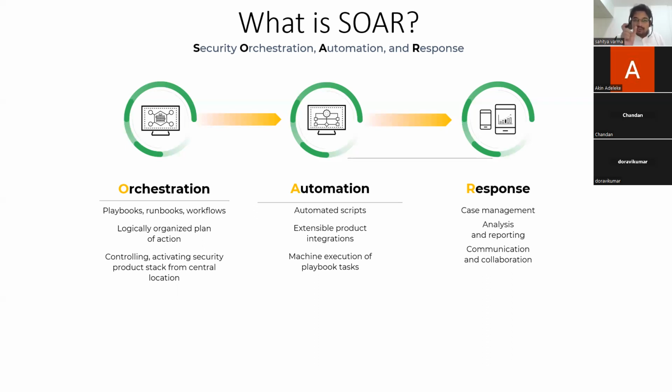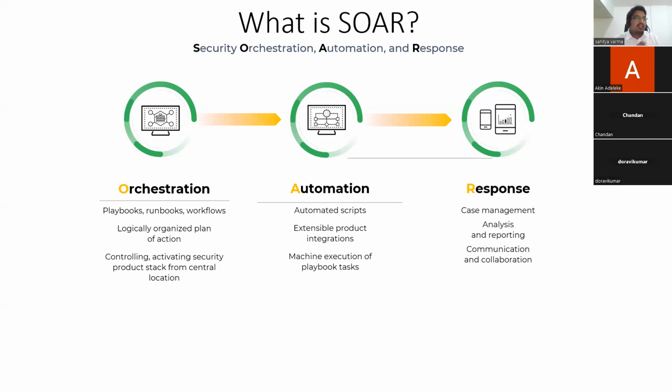We need to run one script, or send one API request, to send that hash value to VirusTotal and fetch whatever the risk score of it is. So automated scripts, whenever these automation steps are there, we call it automation. And machine execution of playbook tasks also falls under automation.